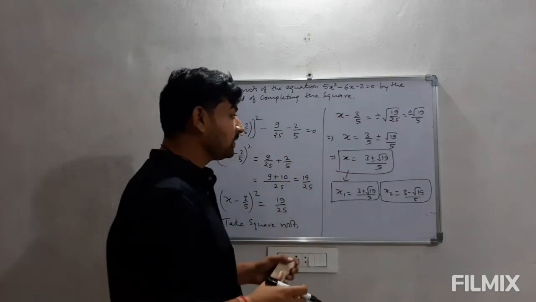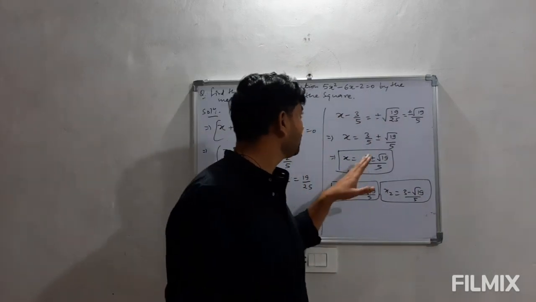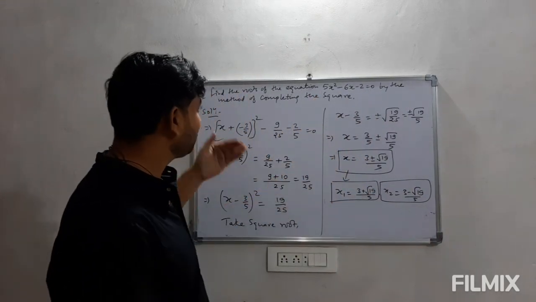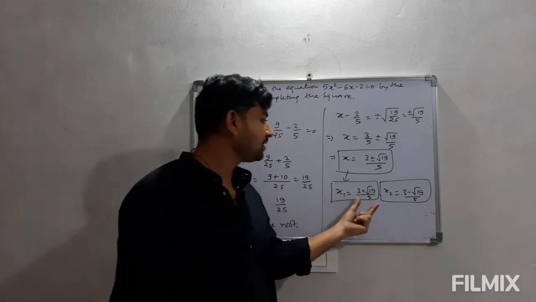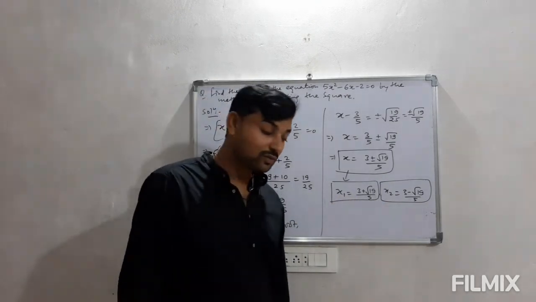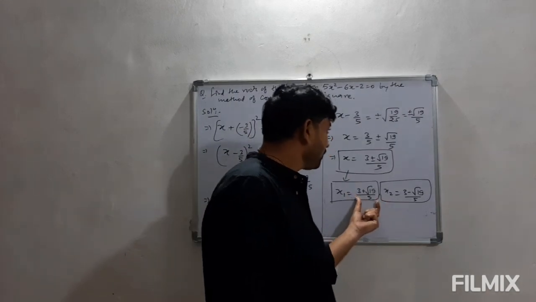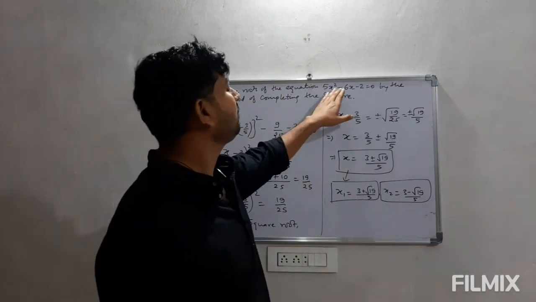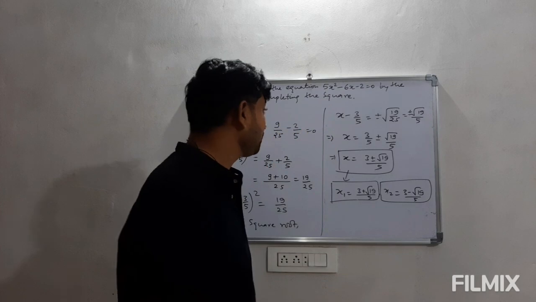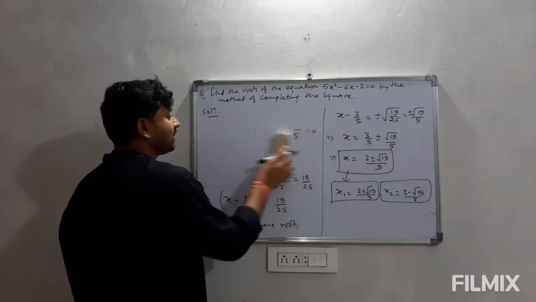So this is how we work on the given quadratic equation by completing the square method so that we can get the roots here. Now see, when we look at these two answers, this is not possible by using the factorization process. Let me explain you why.